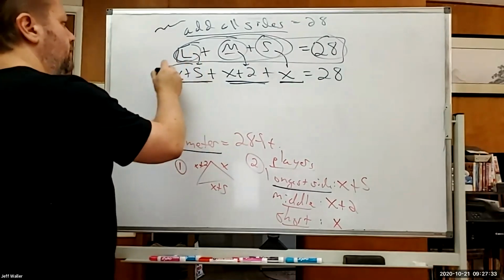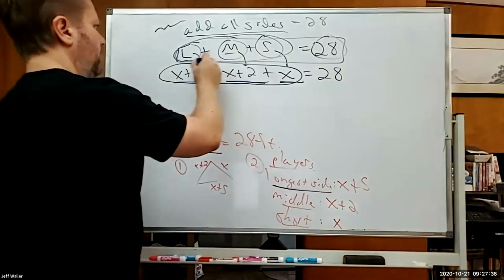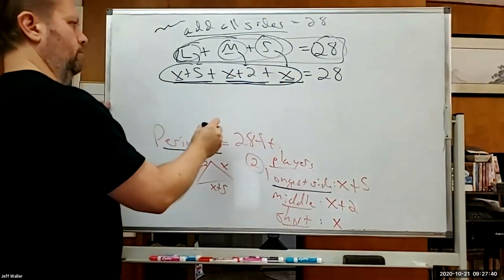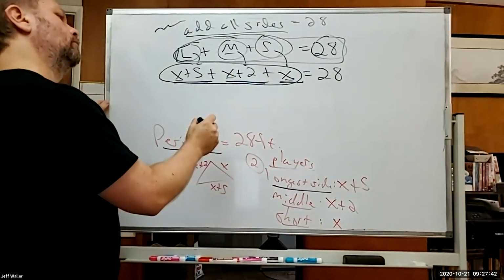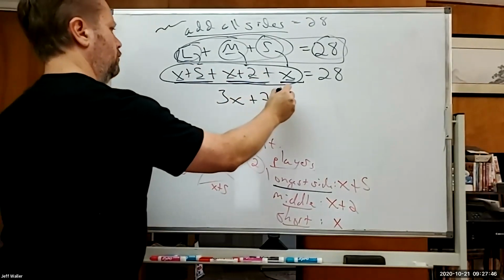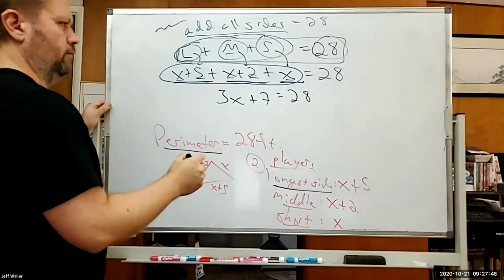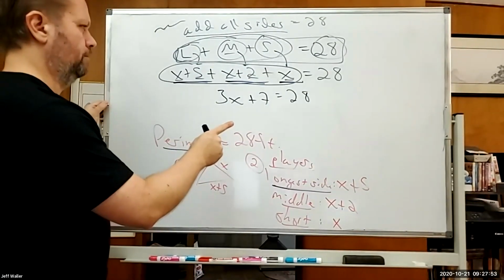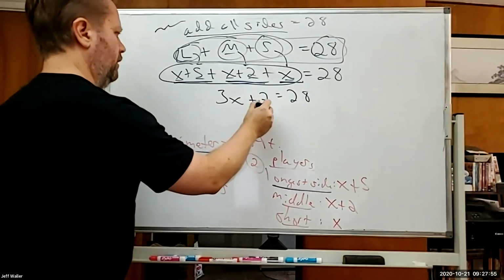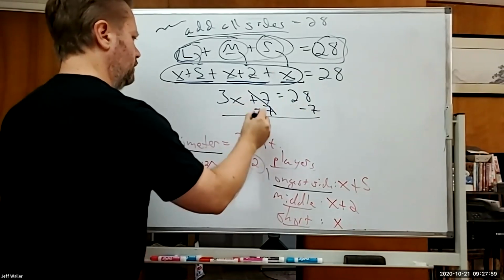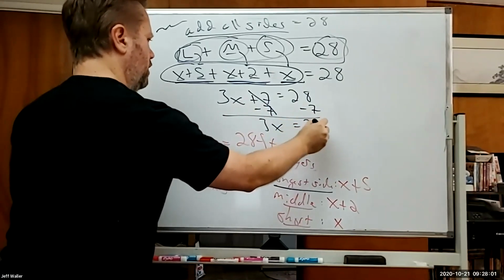So if I look at this side, what do I get when I combine all my like terms? 3x plus 7. Yeah, 3x plus 7 equals 28. Right? And then what's in the wrong place? 7. So I'm going to kill it. You're dead now. Die. So then I get 3x equals 21.